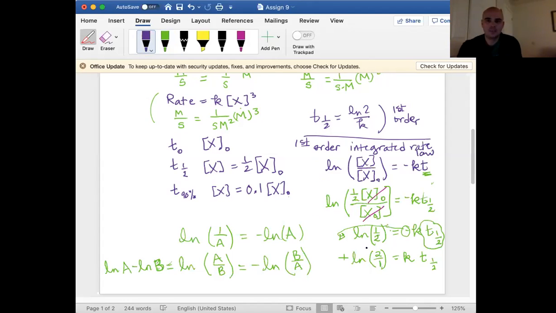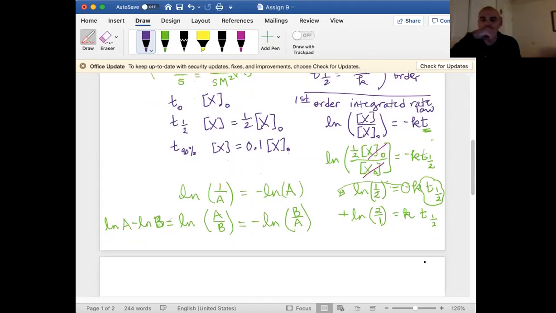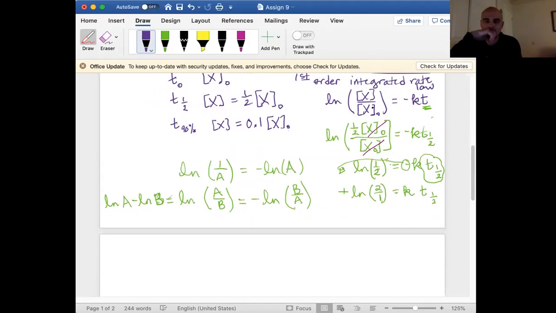Anyhow, that's where this natural log of 2 comes from instead of the natural log of 1/2 or minus natural log of 1/2. They're just the same thing. So we took the negative sign over here, we inverted it, and that canceled out the negative sign, and we had natural log of 2. And so this is where we get that natural log of 2 divided by k gives us t 1/2, right?